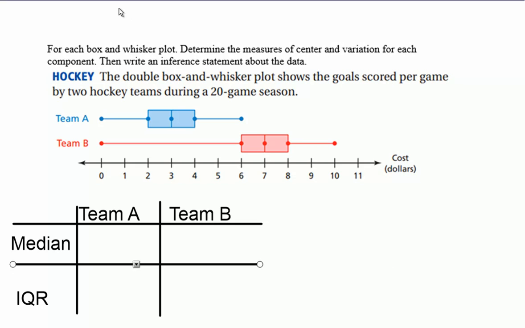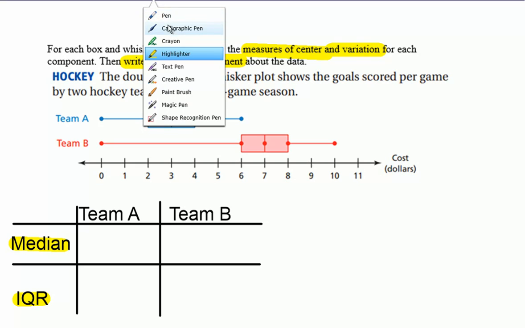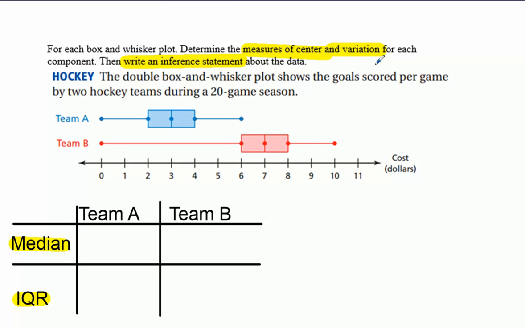So the first directions of this, you and your partner should read, is for each box and whisker plot, determine the measure of center, that's my median, and variation, that's my IQR, for each component, and then you're going to write an inference statement about the data. Again, using those sentence starters on your notes, which is, your notes are 11.4, if you want to look for that, to help you write those sentences, or sentence if you want to make it a 2-part sentence. Alright, pause the video, come back when you're ready to go over it after a few minutes with your partner.